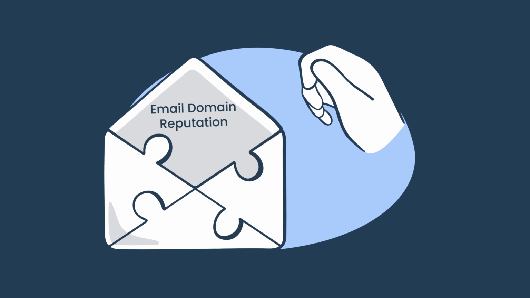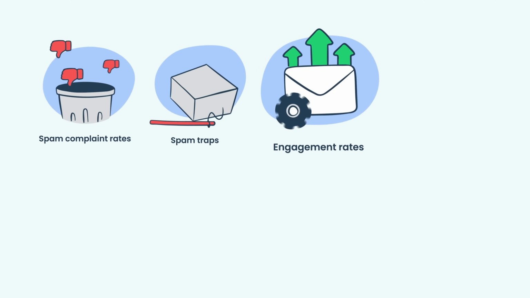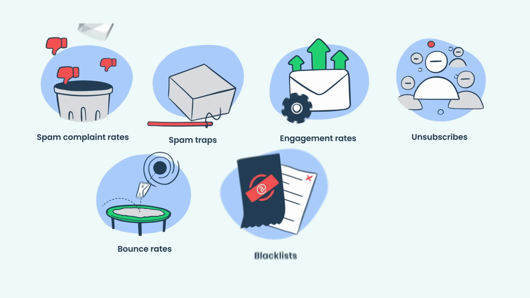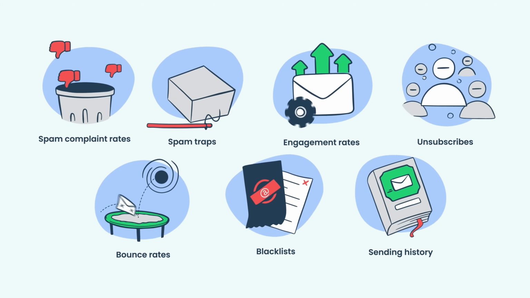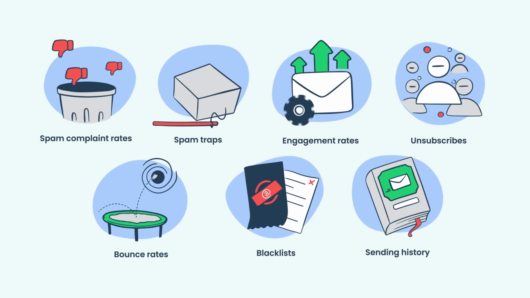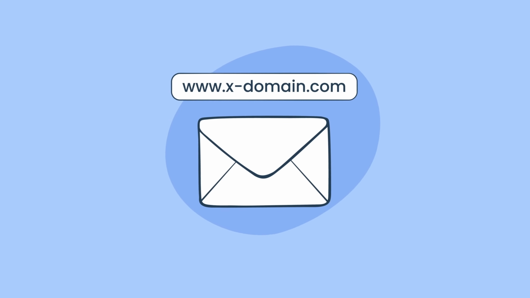But what factors affect it? From spam complaint rates, spam traps, engagement rates, and unsubscribes, all the way to bounce rates, blacklist presence, and sending history, every single one of these factors is taken into account when labeling you as an inbox-worthy sender or a potential spammer. So how can you know what state your email domain reputation is in?